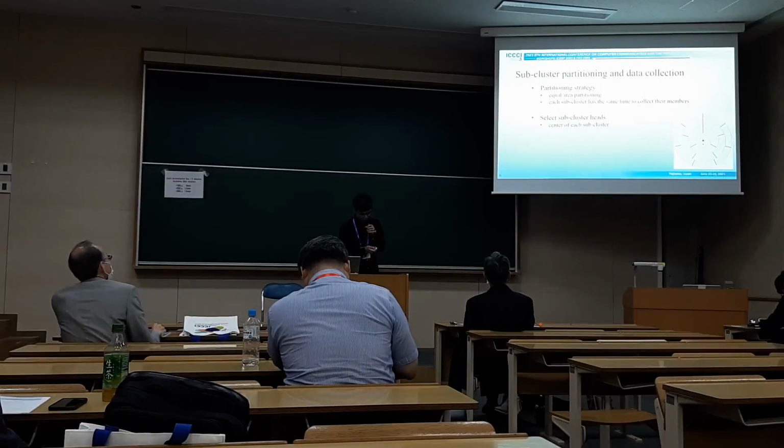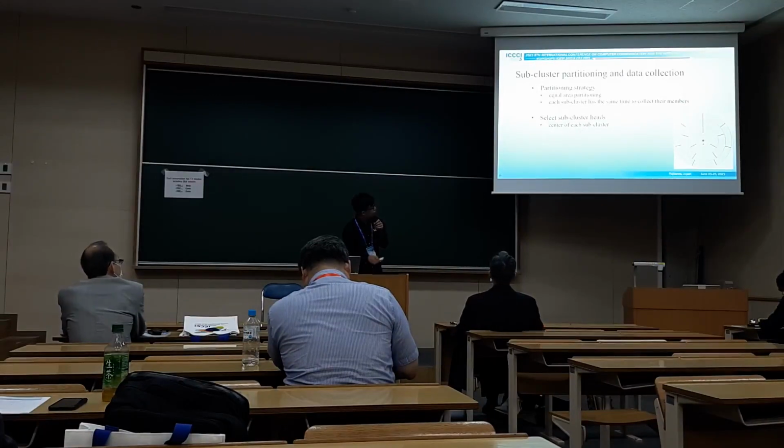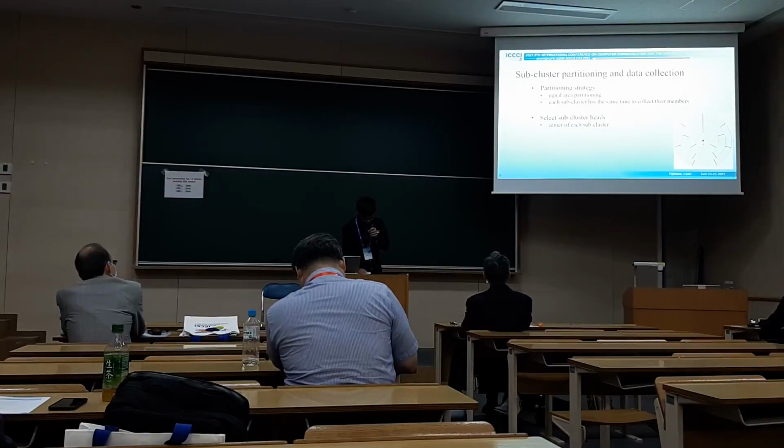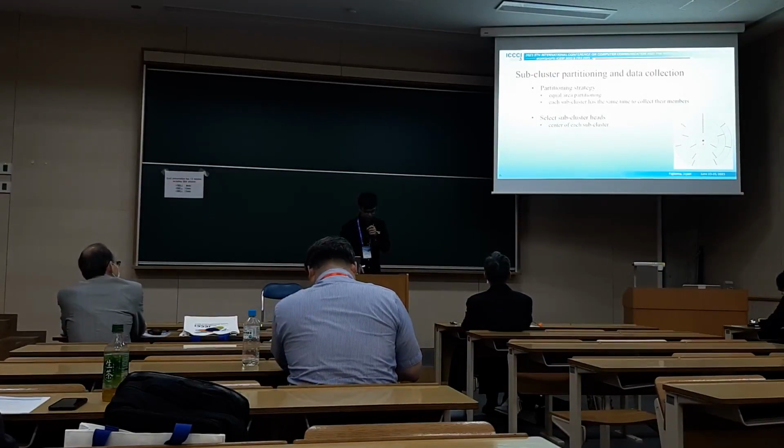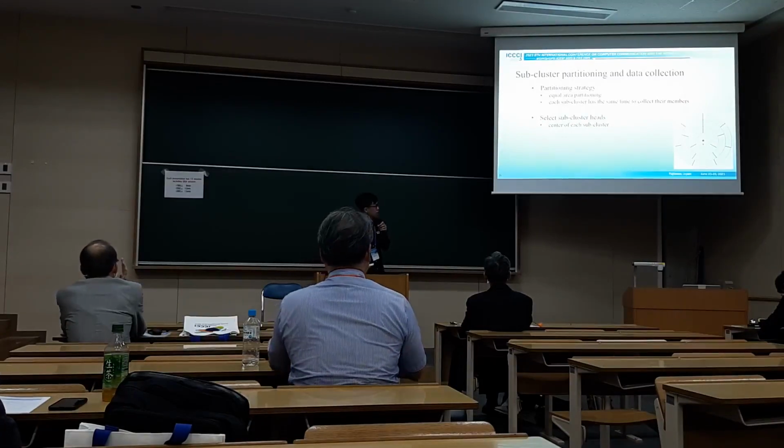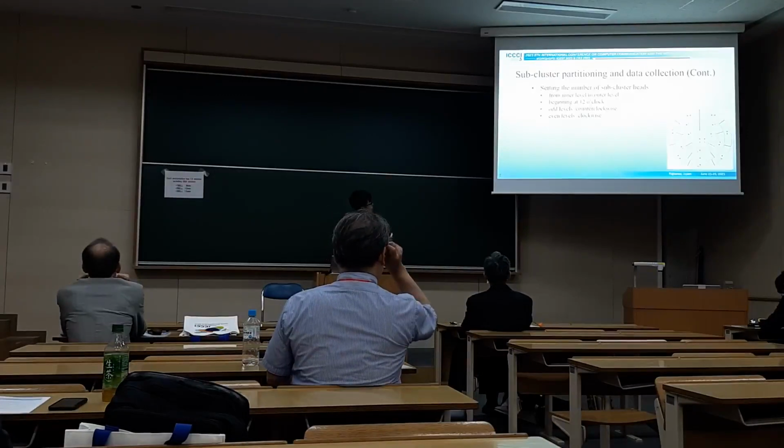And next is subcluster partitioning. Our partitioning strategy is the equal area partition. It is to ensure that each subcluster has the same time of data collection. The partitioning result is shown on the page, like this. For the four levels as an example, the number of the subclusters are 1, 3, 5, and 7 from inner level to outer level. And we will choose the subcluster head. We choose the nearest node to the center in each subcluster as a subcluster head.